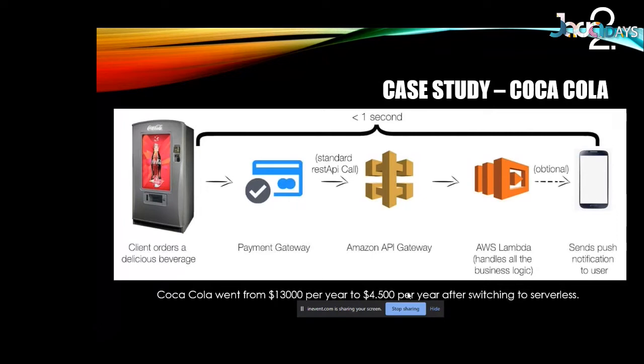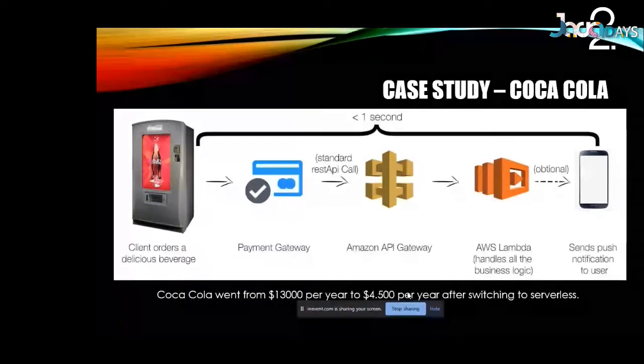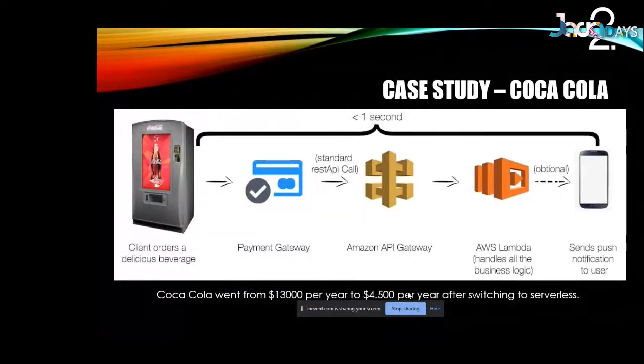Not only this, the speed also increased. Because whenever the cloud sees that multiple requests are coming, it will automatically scale up. Whenever it sees that no request is there, it will automatically scale down. So serverless will not only help you bring your cost down, but it will also help you bring the overall time down. So that was the actual case study.